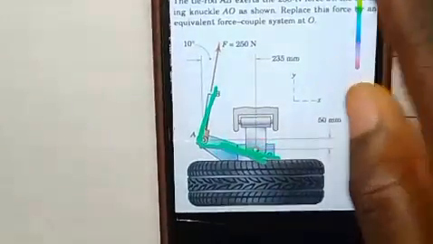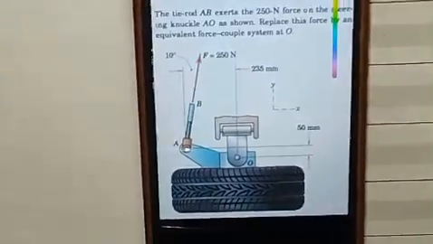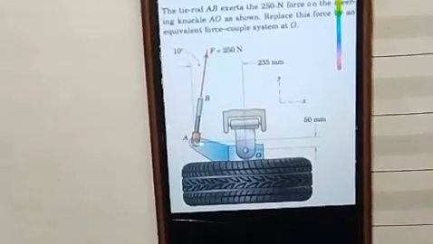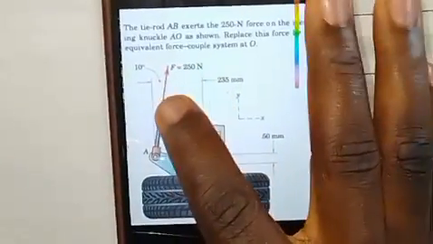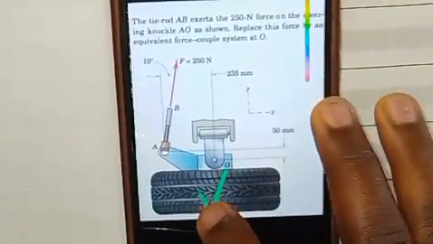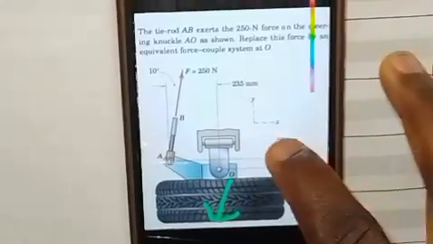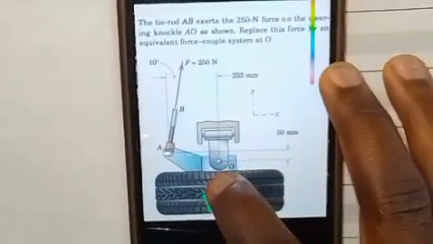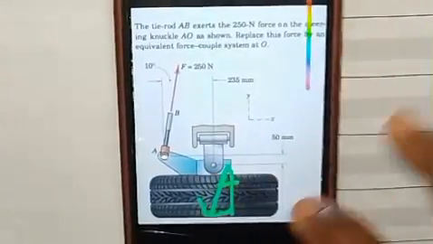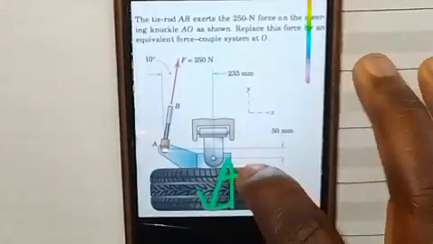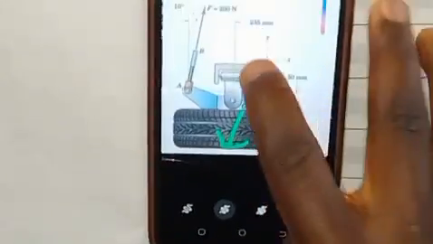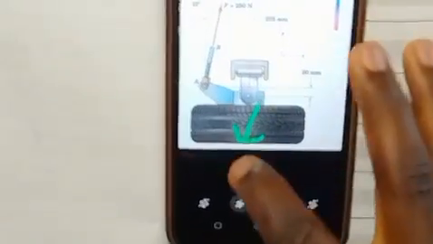So we know from the definition of our couple that the forces have opposite direction but the same magnitude. So if a particular force of 250 Newton is acting here, then another force is acting here. It will also be 250 Newton. Since it is acting in this downward direction, it will be making an angle of 10 degrees also in this direction. So if this one is going here, this one is going here.